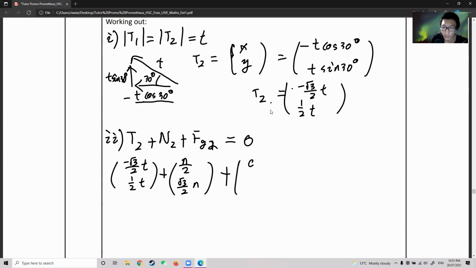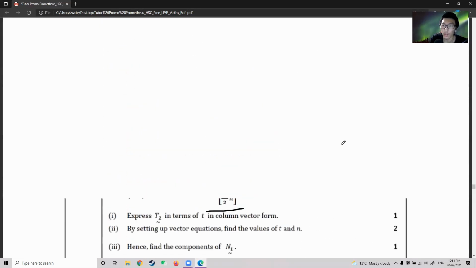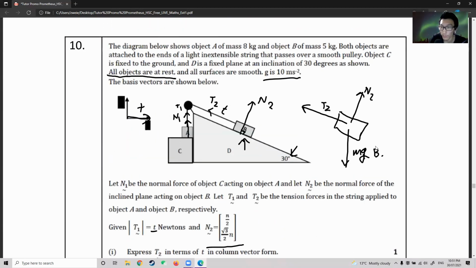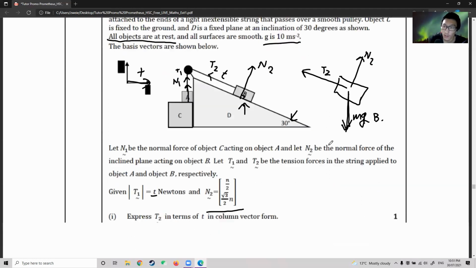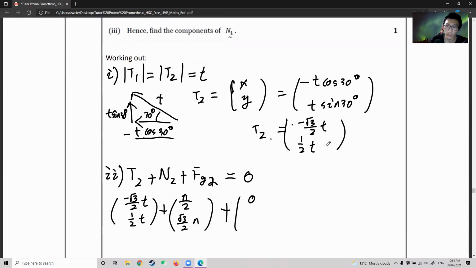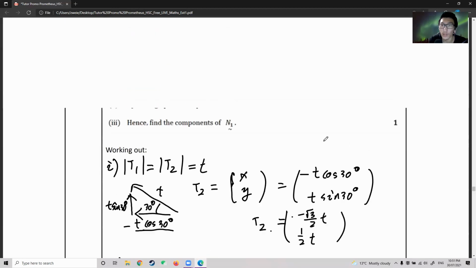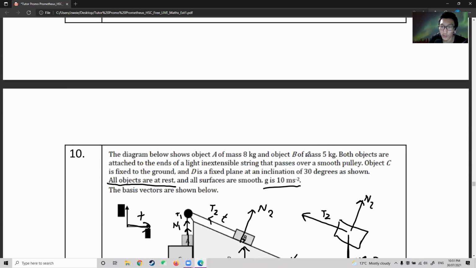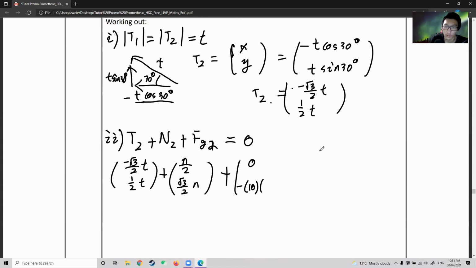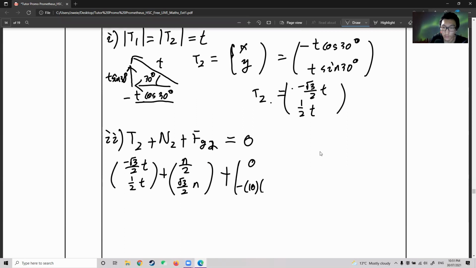There's no x, right? Because our block B is just going straight down. That's just our force of gravity. What I get is negative. Also remember the direction, right? So I get negative 10. The question said 10 is what we can assume. And then our mass, mg, which for B is 5 kilograms. Over here, we get 5 equals to 0.